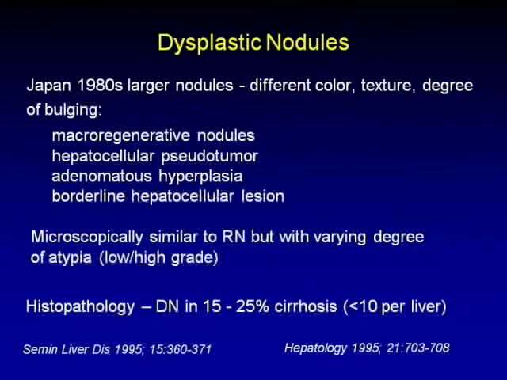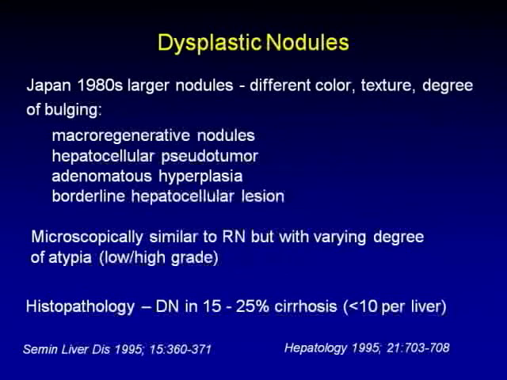They were different in color and size, and they were given a whole slew of different names in the past that was very, very confusing. Forget all of those, we call them dysplastic nodules. Now, what's the difference between a dysplastic and a regenerative nodule? The difference is that dysplastic nodules will have a certain amount of cellular atypia. They can be low grade, a little bit of atypia, or high grade, a lot of atypia. That is what a dysplastic nodule is.